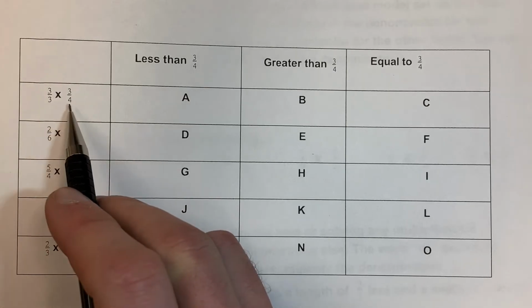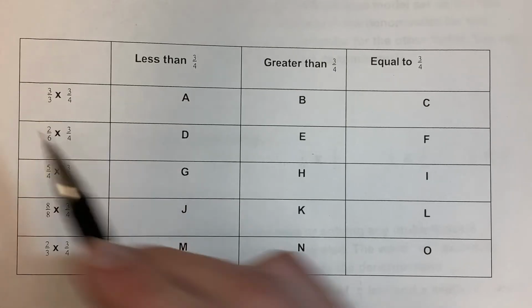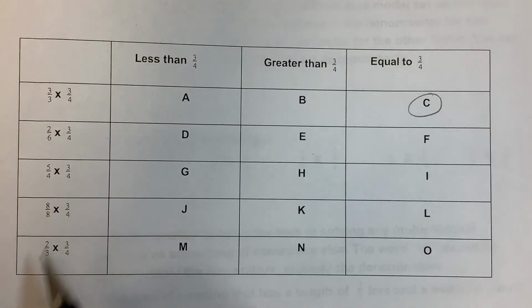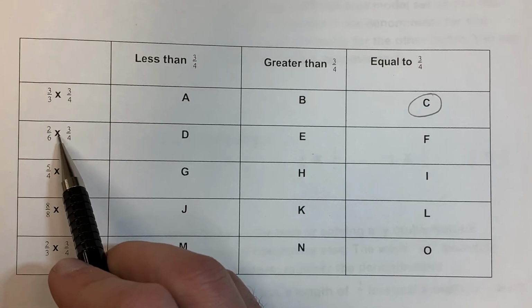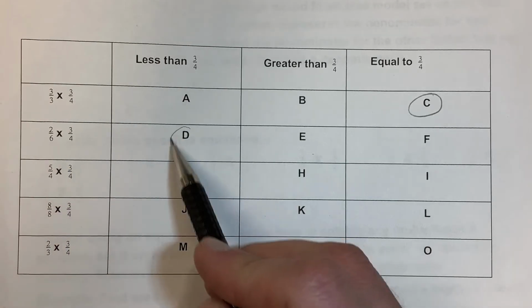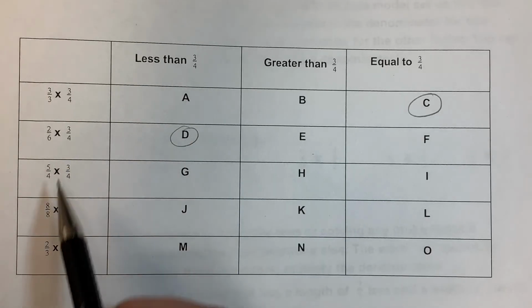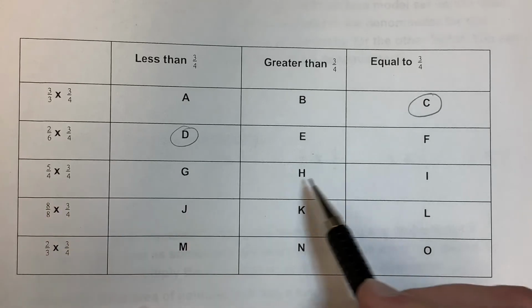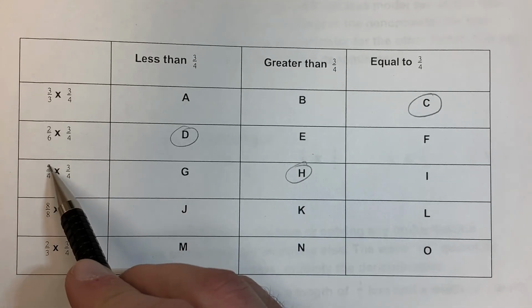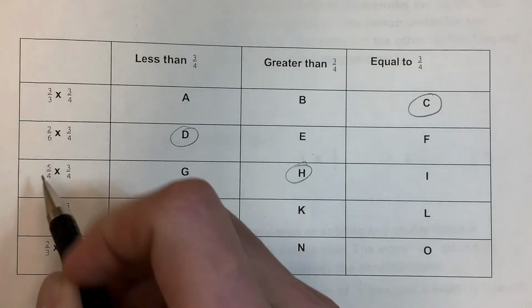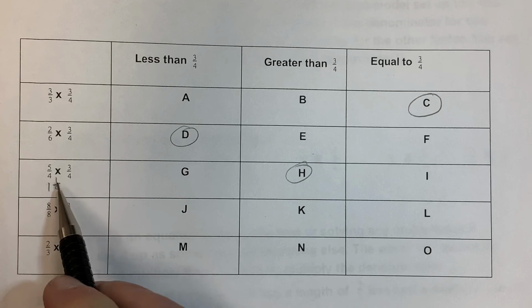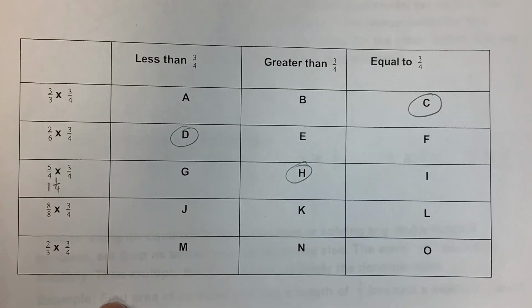So 3/4 times 1. We know it's going to be equal because it's 1 times 3/4. 3/4 times something less than 1, so we know it's going to be less than. Then we take 5/4, that's greater than 1, times 3/4. So it has to be greater than 3/4 because the numerator is greater than the denominator. So that's the same thing as 1 and 1/4. So that is bigger than 1. So the answer is greater.